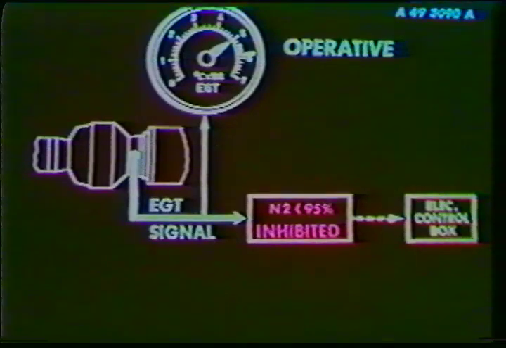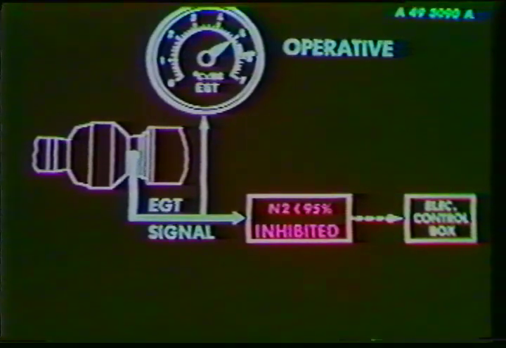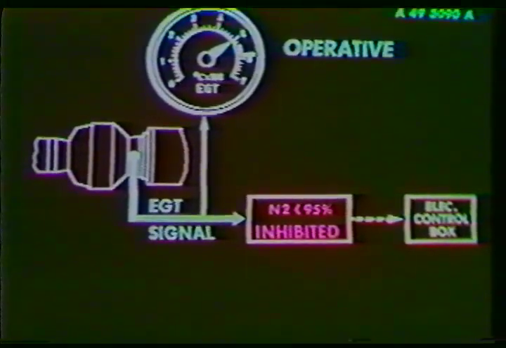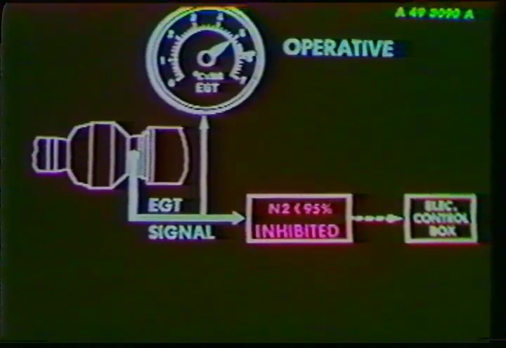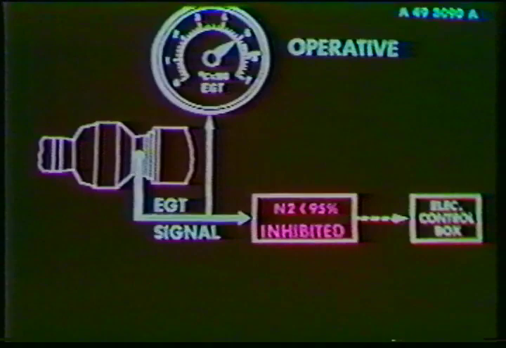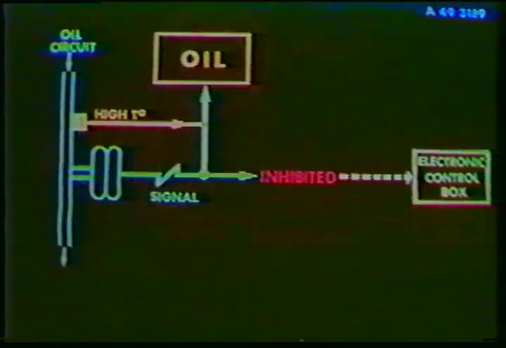Until N2 reaches 95%, especially during the starting phase, this EGT value is inhibited to prevent an automatic shutdown. However, the second officer always monitors the EGT value on the indicator. The same for the oil pressure signal to the electronic control box. It is inhibited when N2 is below 95%.